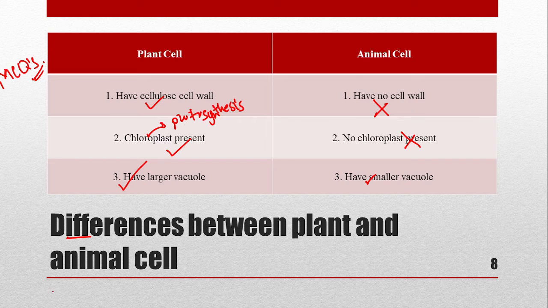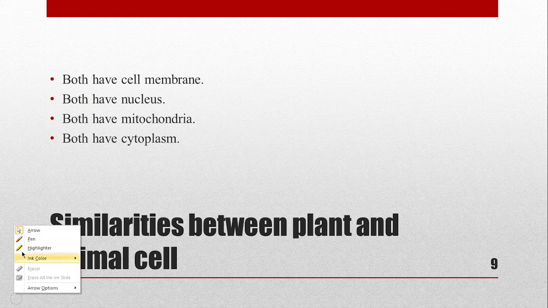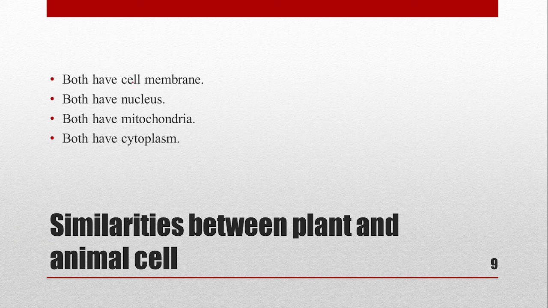Those were the differences. Now we must know their similarities as well. In similarities, both cells have a cell membrane, both have a nucleus, mitochondria, cytoplasm, and also ribosomes. I'm sorry, I forgot to add them, ribosomes.